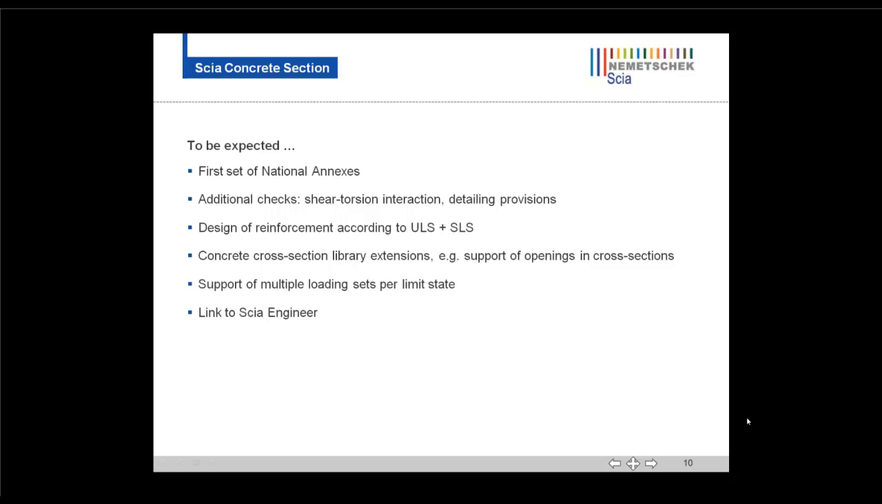Currently, the main standard with recommended parameter values is implemented, but extensions for several national annexes are under development and will be released soon. So this will be part of the first batch of Scia Concrete section. Also, additional checks are under development, for instance for the interaction of shear forces and torsion, check of detailing provisions as well. We will also provide design functions, so to design reinforcement according to the ultimate and serviceability limit states.